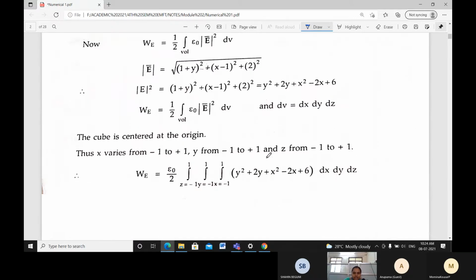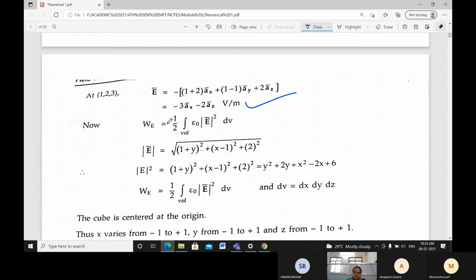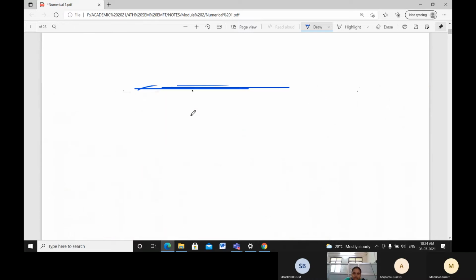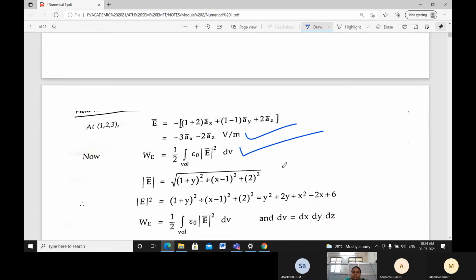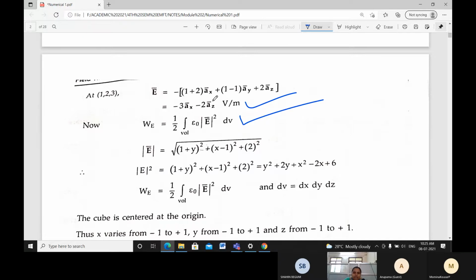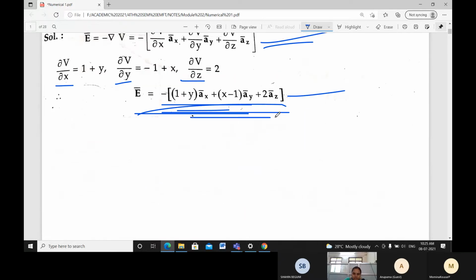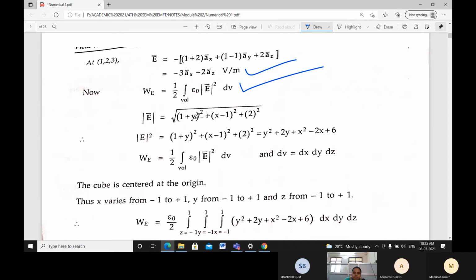Then use the equation WE equals 1 by 2 times the volume integral of epsilon naught times mod of E whole squared into dV. This is the energy stored equation. Mod of E squared: we already got E, so you have to square it. Therefore (1 plus y) whole squared plus (x minus 1) whole squared plus 2 whole squared.